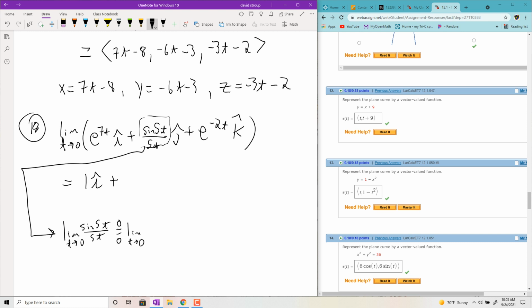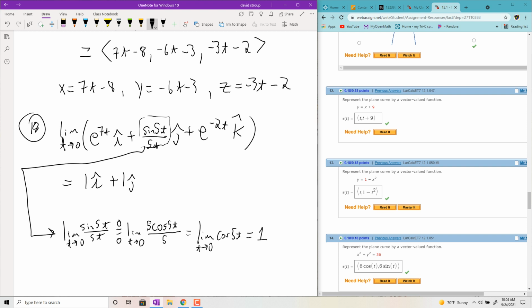So what you can do is, we had an identity in Calc 1, but you could always just do L'Hopital's, which we learned in Calc 2. Take the derivative of sine of 5t, you get 5 cosine 5t all over 5. Then you could simplify: the limit as t goes to 0 of cosine of 5t, and then substitute because cosine is continuous at 0. So cosine of 0 is just 1.